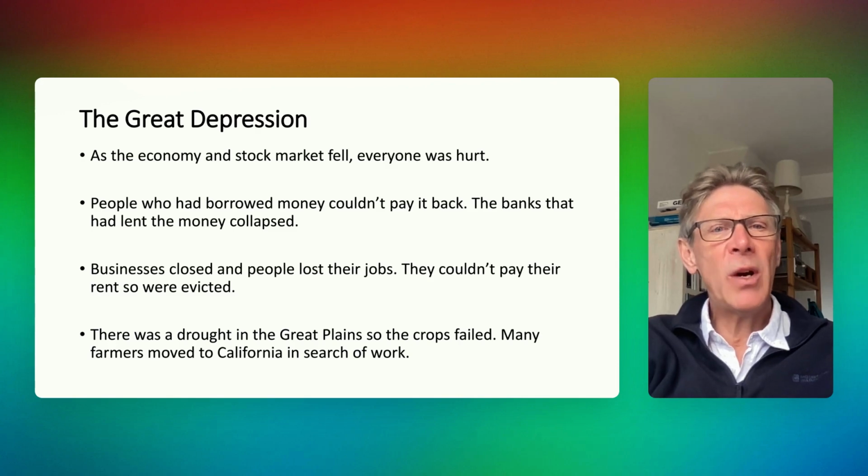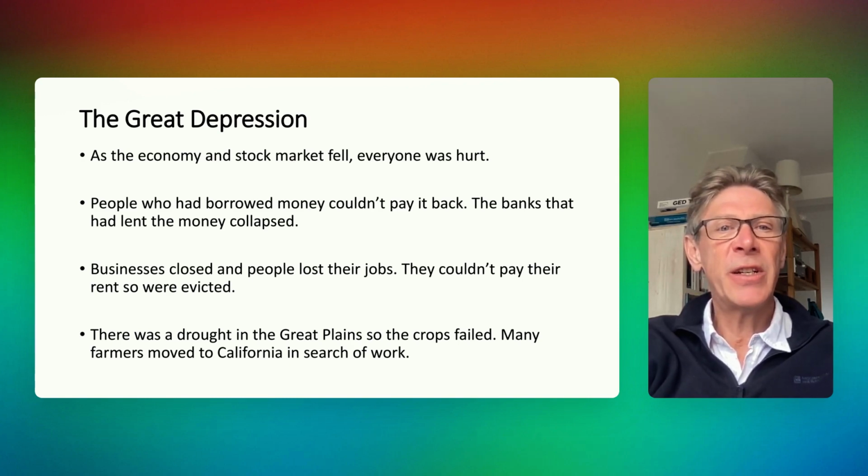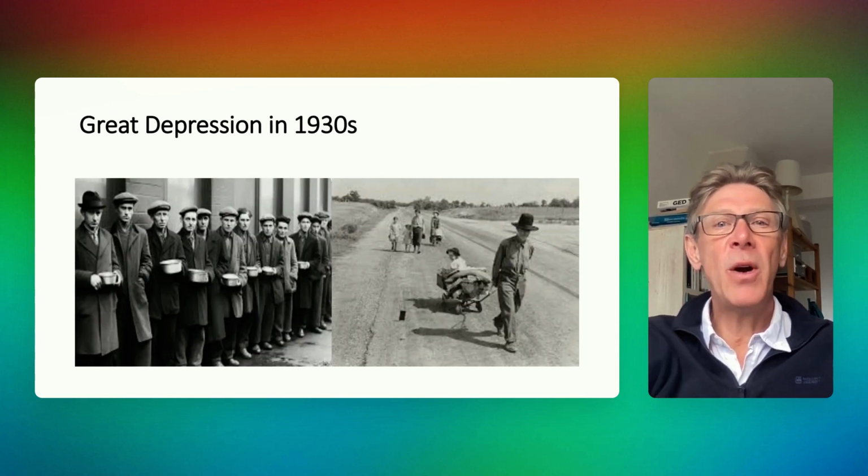To make matters worse, the rains failed in the Great Plains. There was a drought. So all the farmers who were hoping that they could sell their crops, there were no crops. The crops failed. The farmers had nothing. Their farms that should have been green were dust. And the farmers moved to California in search of work. But there was no work in California.